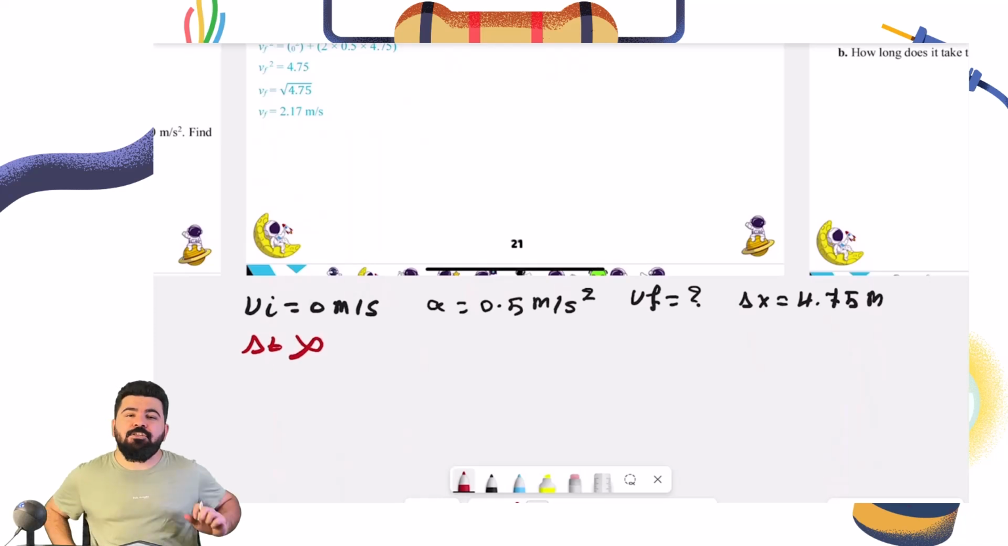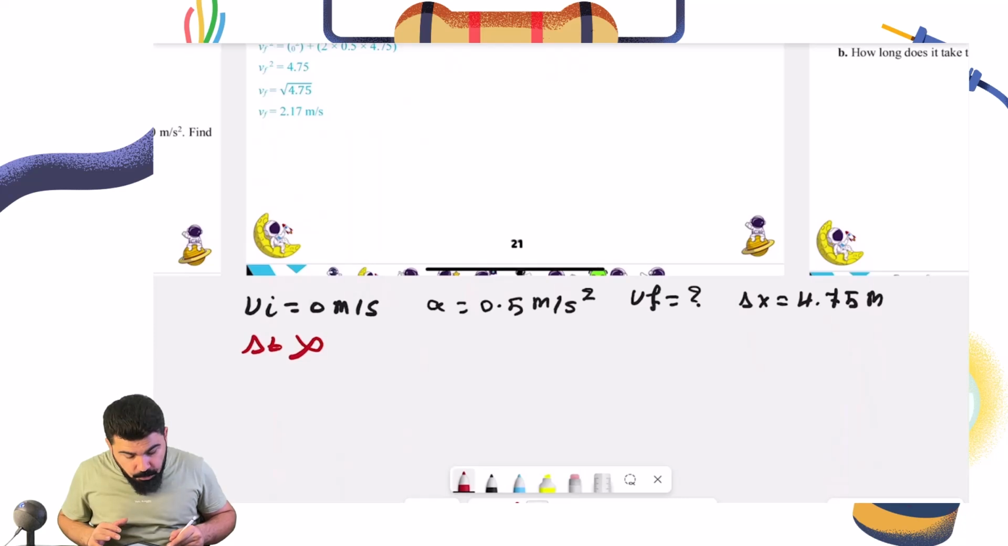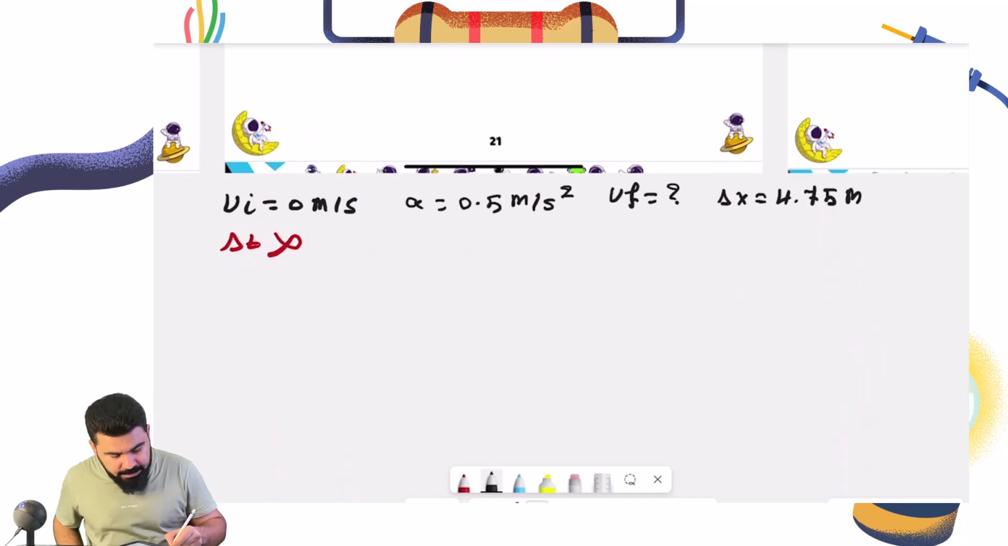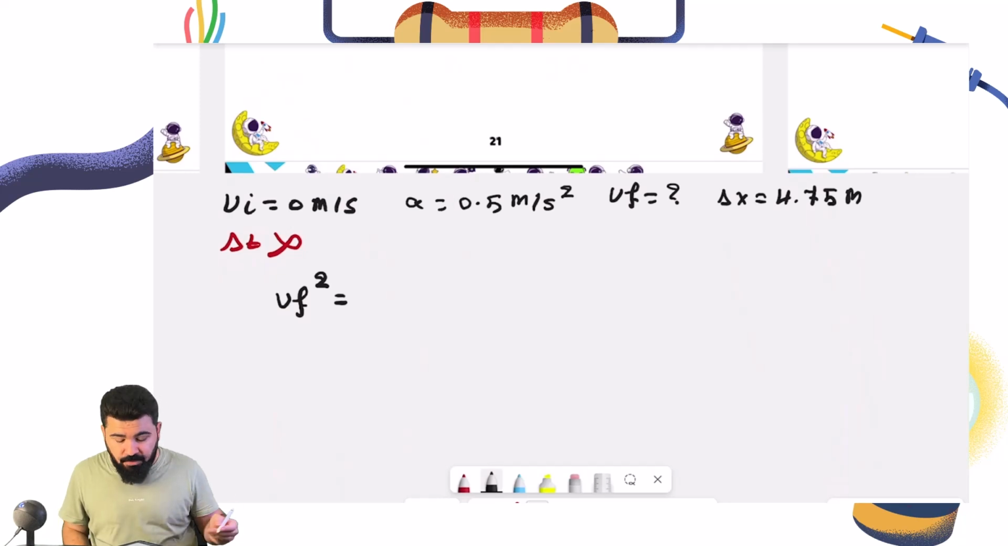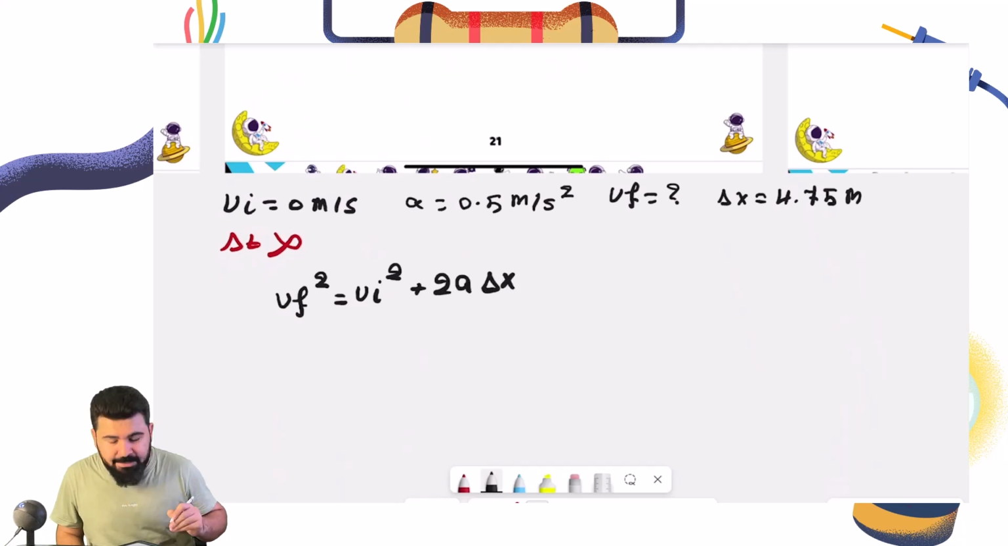Delta t is not mentioned, guys. So which equation are we going to use? We're going to use an equation that doesn't have delta t. We're going to say V final squared is equal to V initial squared plus 2a delta x.